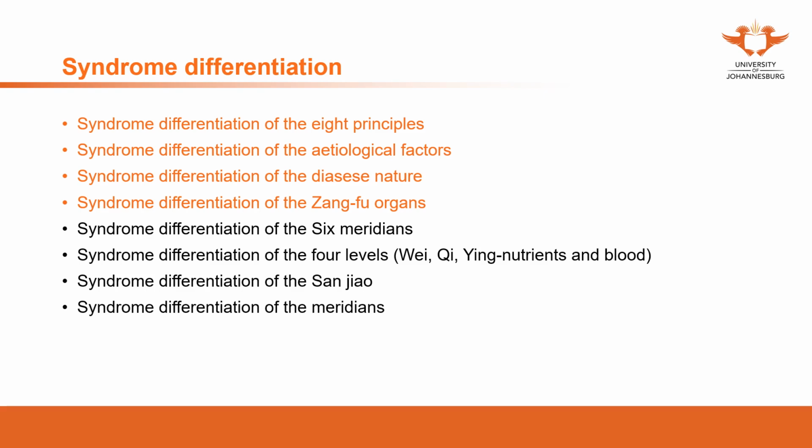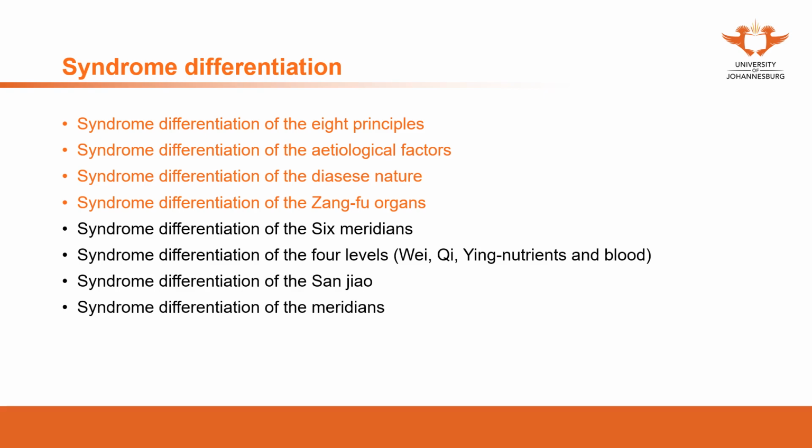As you can see from your textbook, syndrome differentiation includes eight different types of differentiation methods: the eight principles, etiology factors, disease nature, in other words, the qi, blood, body fluid, and also the 脏腑 organs. The 脏腑 organs can help us to locate where the disease is.